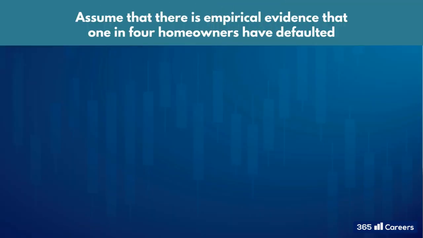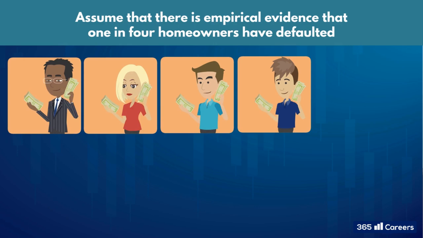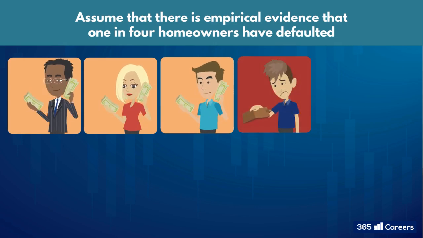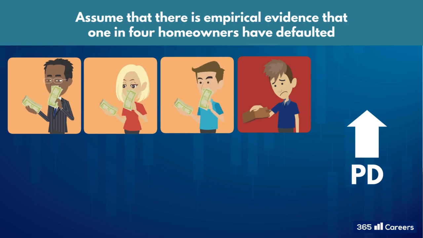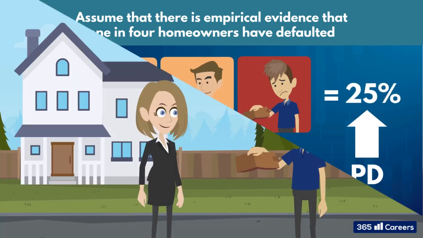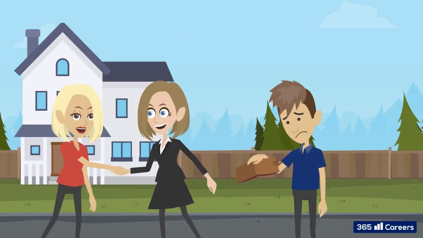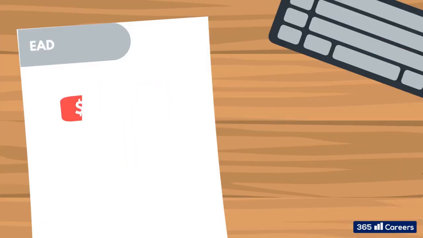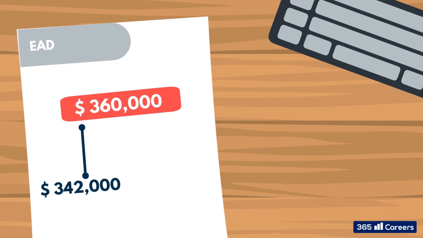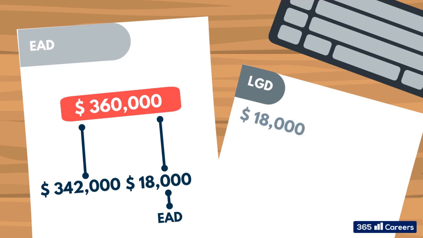Assume that there is empirical evidence that 1 in 4 homeowners have defaulted in previous years. So, probability of default equals 1 divided by 4, which is 25%. If the borrower defaults, the bank can sell the house immediately for $342,000, meaning it can recover $342,000. Then the remaining loss would be $18,000, and loss given default would be $18,000 divided by $360,000, equaling 5%.